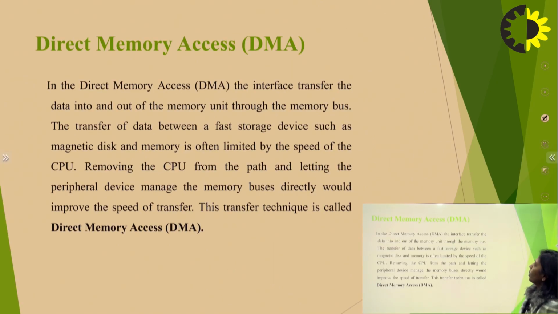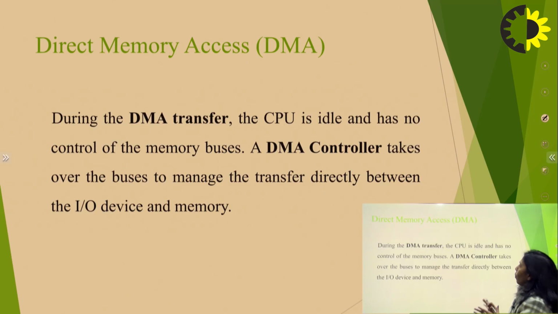In this approach, the interface transfers the data into and out of the memory unit through the memory bus. We all know that there are three types of buses: address, control and data bus. So, here the data is transferred via the memory bus, between the memory unit and the input-output devices, and the CPU is being bypassed. Moreover, we can say the CPU is idle and has no control of the memory buses.